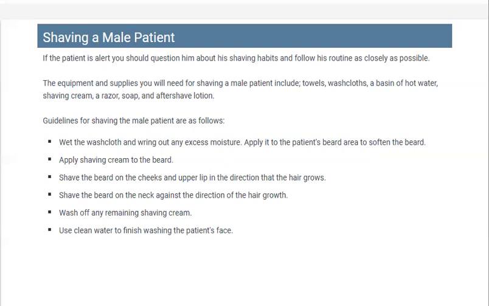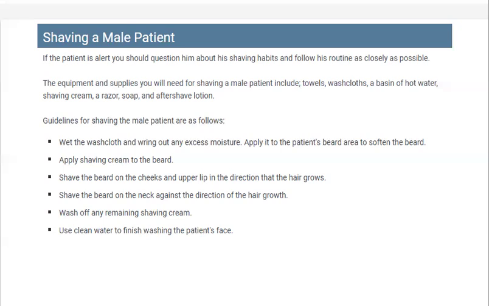Wet the washcloth and wring out any excess moisture. Apply it to the patient's beard area to soften the beard. Apply shaving cream to the beard. Shave the beard on the cheeks and upper lip in the direction that the hair grows. Shave the beard on the neck against the direction of the hair growth. Wash off any remaining shaving cream. Use clean water to finish washing the patient's face.